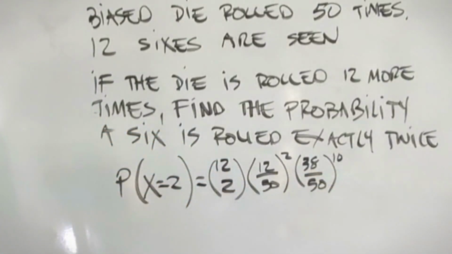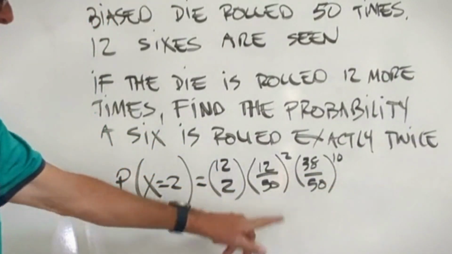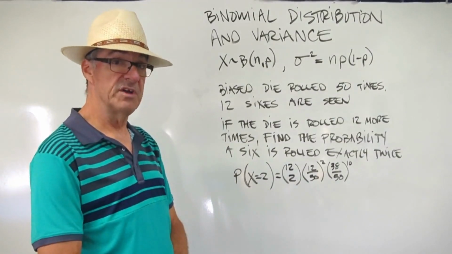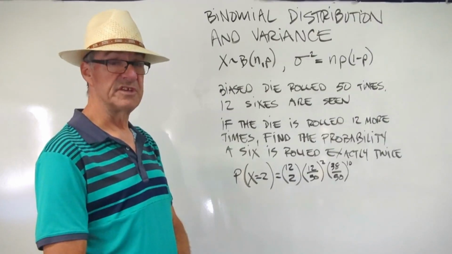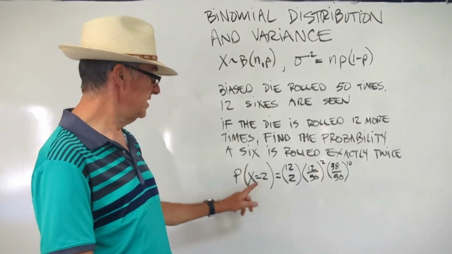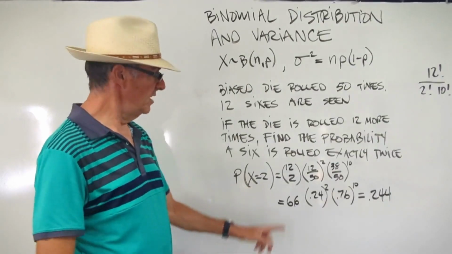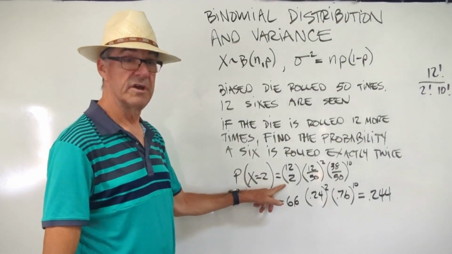Now, at this point, you're going to use your calculator to evaluate these two terms. And then the combinatorics, you're going to have to do that as well. So go ahead, pause the video and do your calculations and come back when you get your probability that the successes are exactly 2.